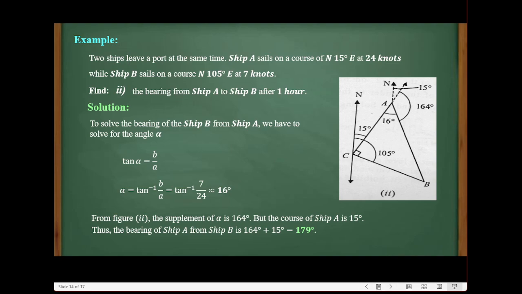Or that is equal to 16 degrees. Okay. From figure number 2, this one, the supplement of alpha is 164. But the course from ship A is 15 degrees. This one, no? Thus, the bearing of ship B from ship A is what? 164 plus 15, that is 179. This one. Okay, going this way, ship B from ship A. Okay, 179. Okay, next.